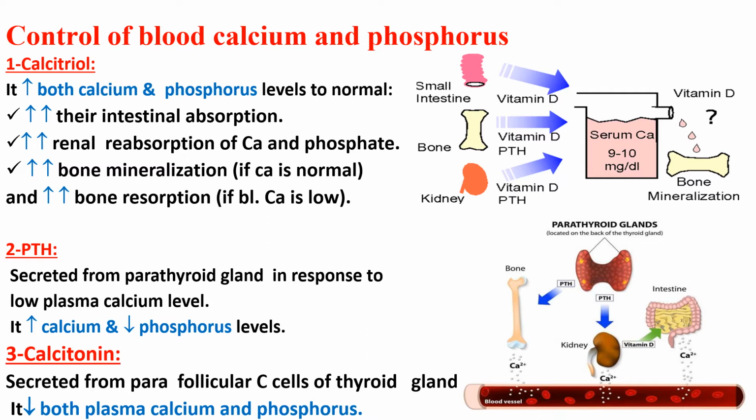Lastly, calcitonin is released from the thyroid gland to decrease both calcium and phosphorus levels. So calcitonin is released when the blood calcium level is high. It leads to a decrease in both calcium and phosphorus.